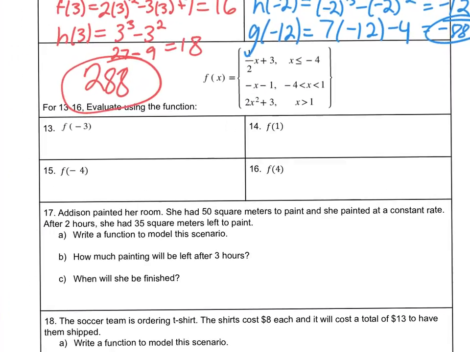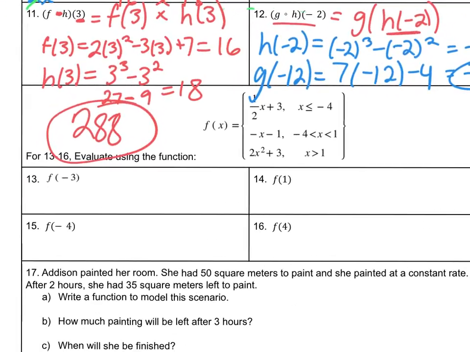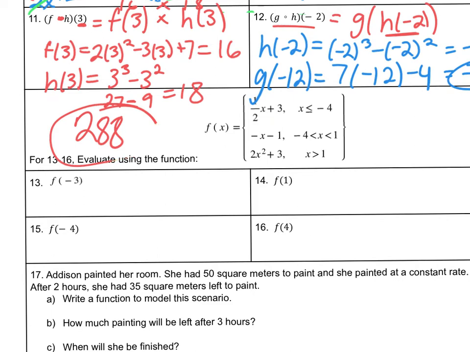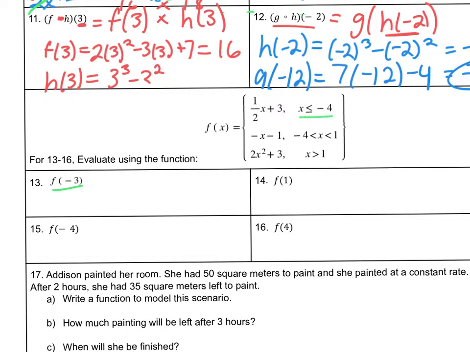Okay, moving right along. Evaluate using the function. Here's a piecewise function. We don't even have to graph it yet, we're just evaluating. What it wants us to do is plug in each of these numbers. So first is f of negative 3. Which piece do I need to plug it into? I don't need to plug it into all of them. I just need to see when x is negative 3, what piece does it go in? Would that be less than or equal to negative 4, between negative 4 and 1, or greater than 1? Hopefully you know that negative 3 is between negative 4 and 1. So negative x minus 1, or negative 3 minus 1, gives me 3 minus 1, which is 2.